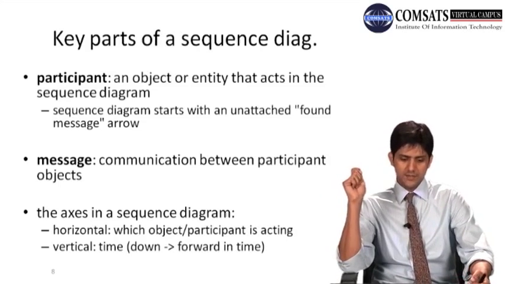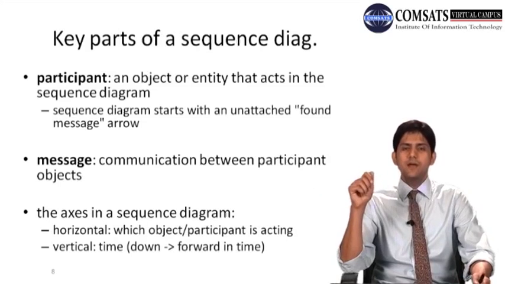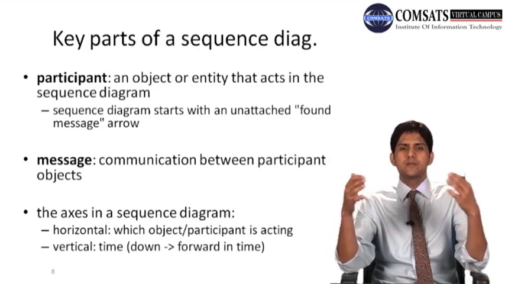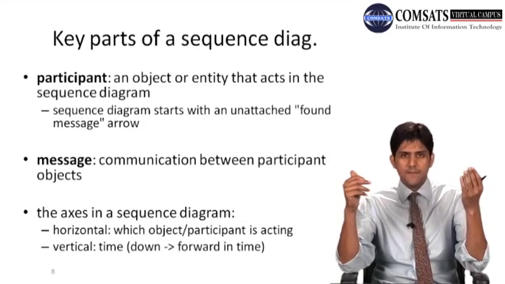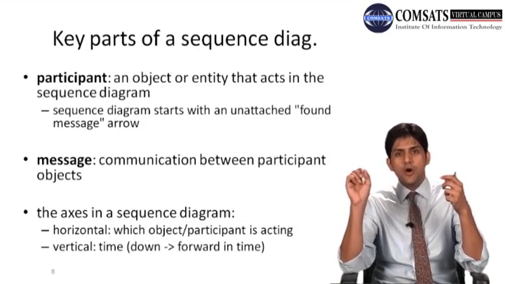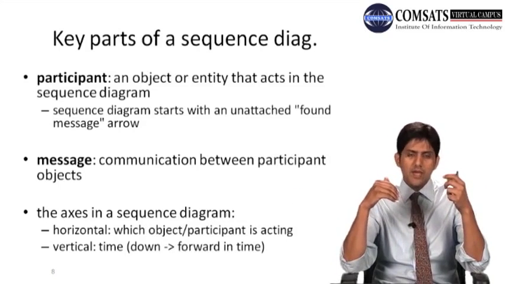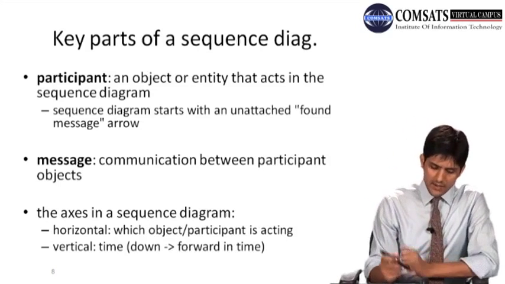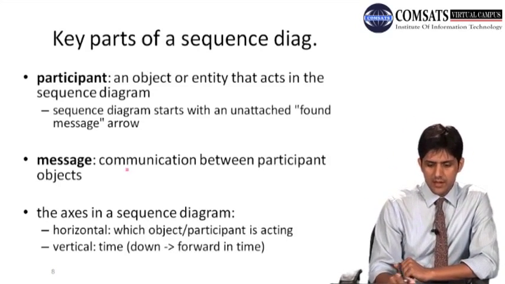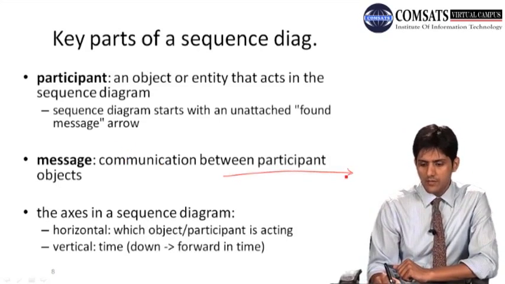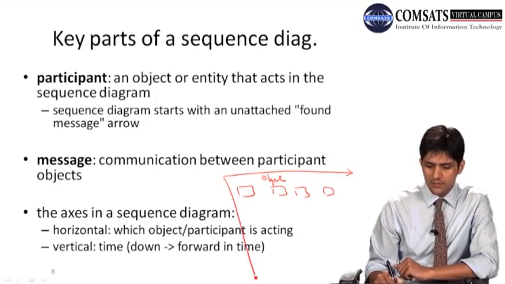Now we can divide a system sequence diagram into two axes, the horizontal axis and the vertical axis. On the horizontal axis, we have the objects which are participating in a particular scenario, and on the vertical axis we have the time. So if you remember system sequence diagrams, on this axis we have objects, which are usually written in boxes like that, and on the vertical axis we have the time, which basically represents the lifeline of each of these objects.